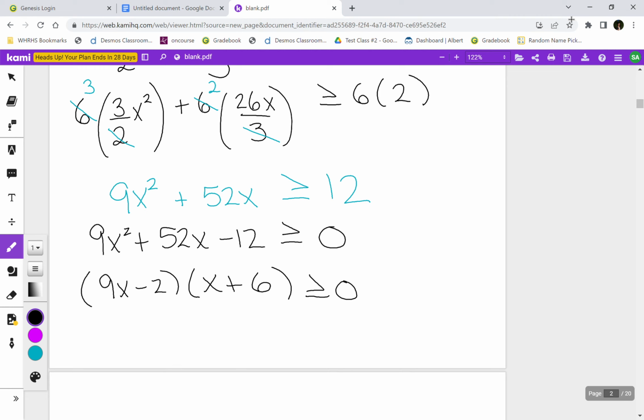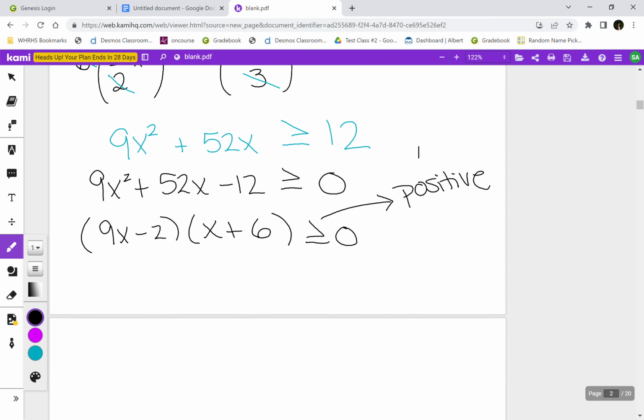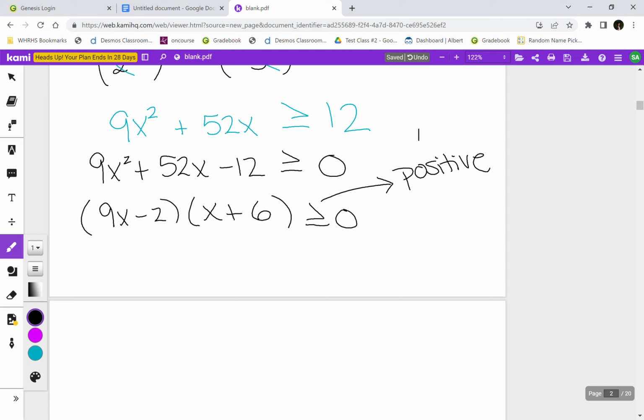Since we want to be greater than or equal to, do we want our product to be positive or negative? We need our product to be positive. Now, the numbers I'm using here are just our reference numbers. So my first reference number is 2/9. My second reference number is -6.